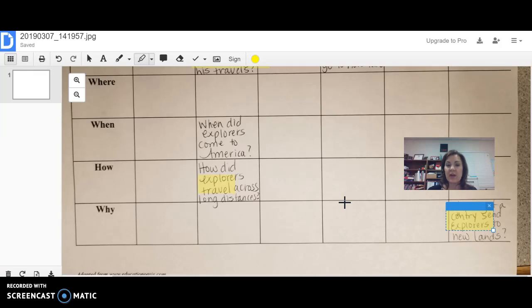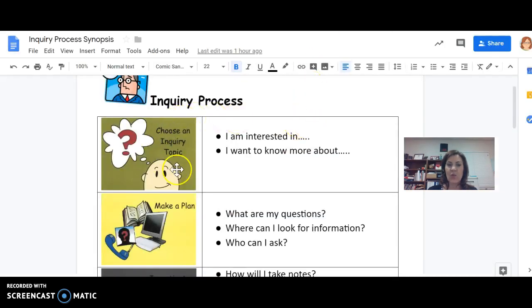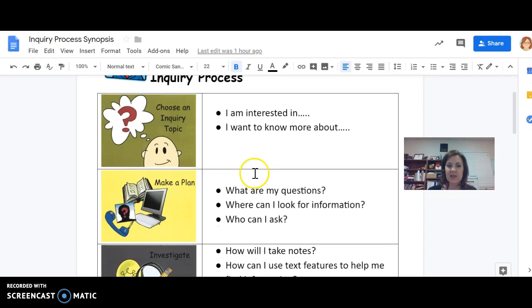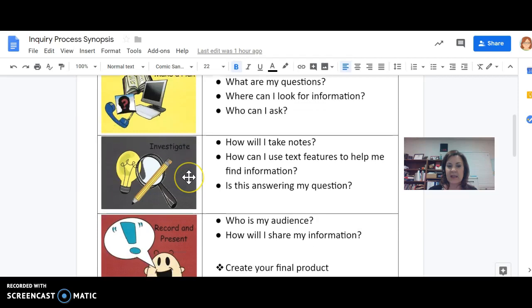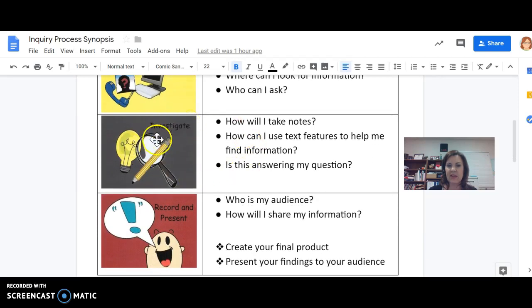So I hope that you have enjoyed and learned from the inquiry process. What we talked about today is choosing the topic and making a plan. So next time, where we're going to land is really on the investigation, and how you navigate the resources and collect what you find.